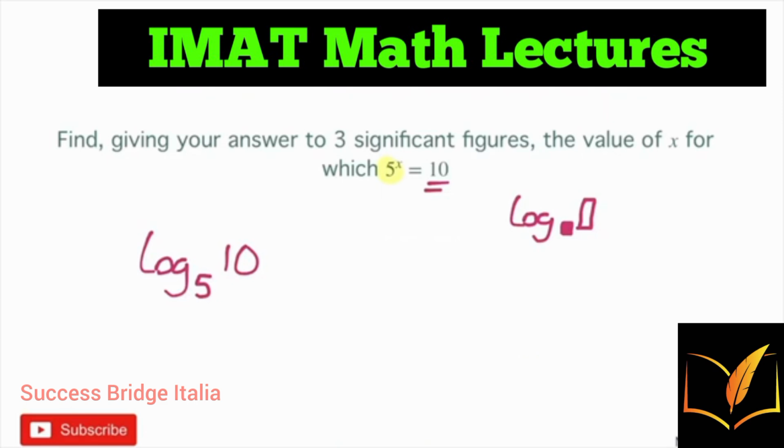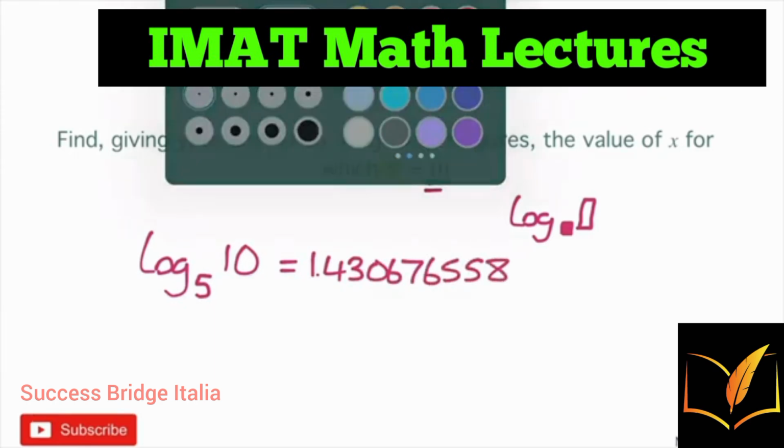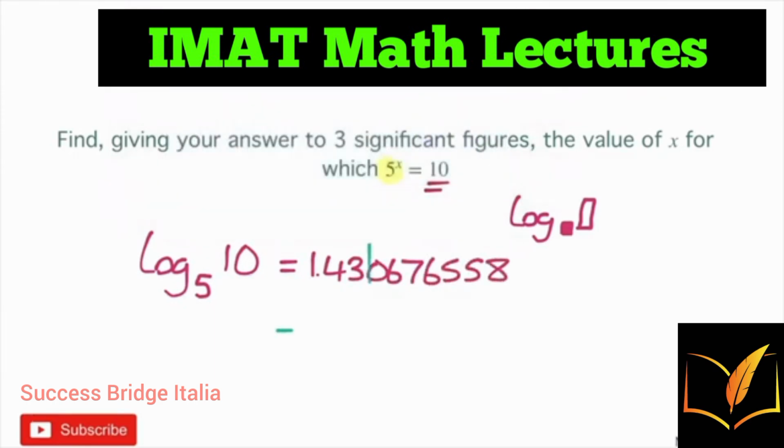We get the answer, and I get on my calculator 1.4306765558, which again, if we give that to 3 significant figures, chop it after the 3, we get 1.43 as our answer. And there we go, it's as easy as that. And you can even test that out if you want. You can press 5 to the power of and then put the answer in, and you will get the answer 10. Obviously if you don't put the rounded answer in, but you put the original one in.